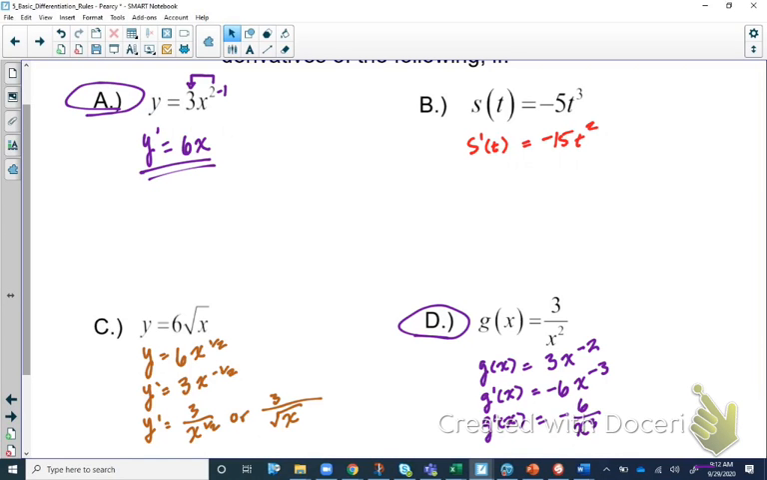Okay, so here are the answers for B and C. B is working very much the same way that A did. So we have s prime of t is negative 15t squared. That would be the derivative. And the derivative on C is either going to be 3 over x to the 1/2 power or 3 over the square root of x. Either of those ways of writing it are equivalent to each other, so either of them would be perfectly acceptable answers.